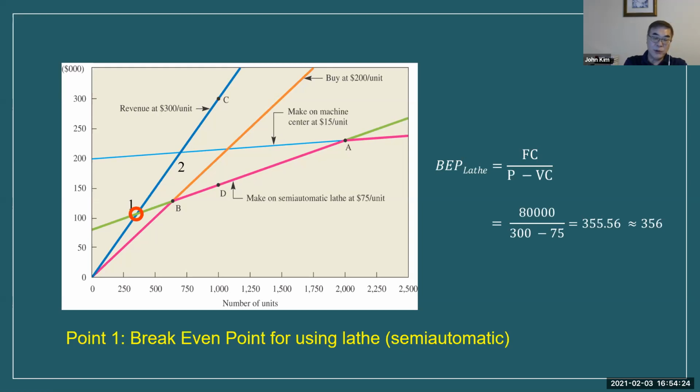So from this number, 356, we can say if this company chooses the second option, using the lathe semi-automatic machine to produce and then sell, this company should produce and sell more than 356 items to make a profit, because that is the break-even point.